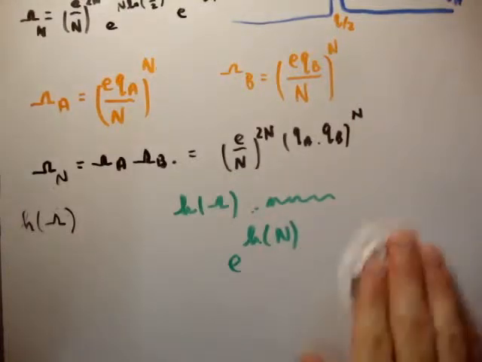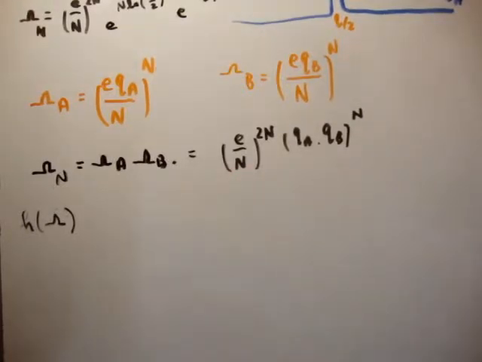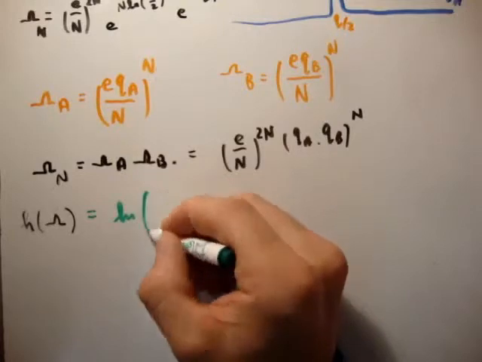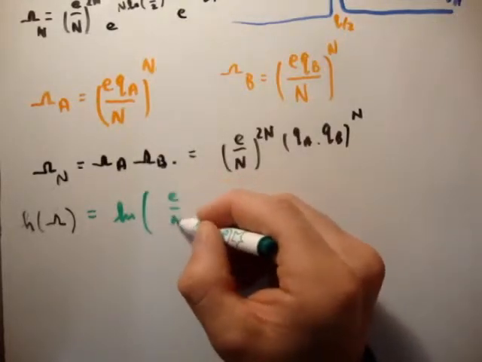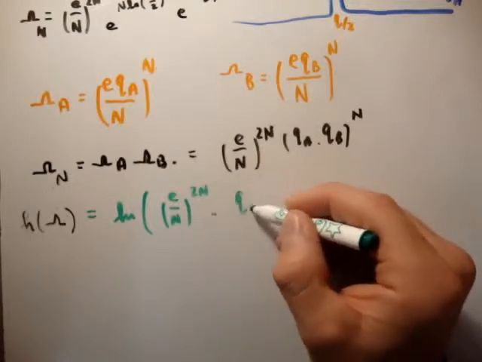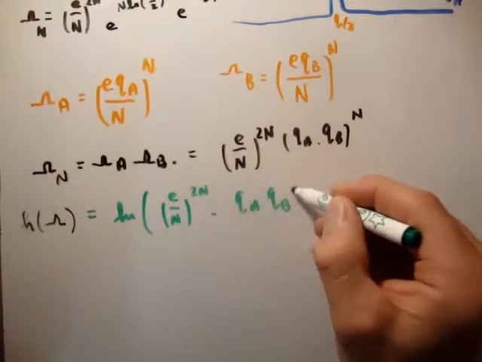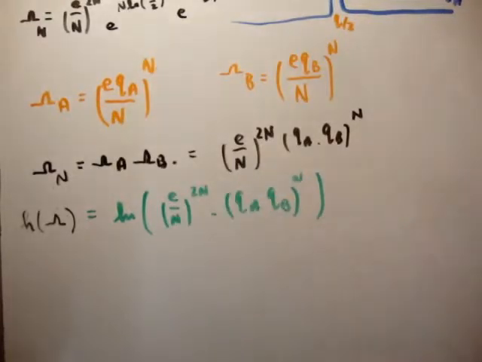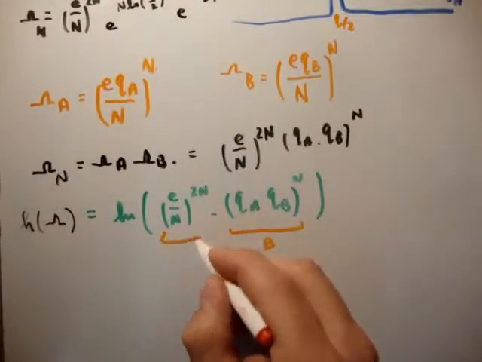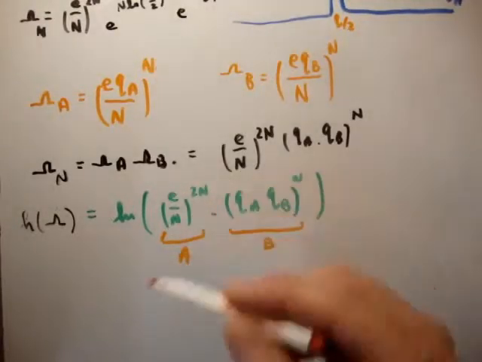So the fact that at some stage we're calculating the entropy is just incidental. So what we have here is the natural logarithm of (e over N) to the twice N multiplied by (Q sub A, Q sub B) to the N, close. Okay, now I said to you that I was going to manipulate one part of this logarithm and not the other. So let's call this part B, call this part A. I'm not going to touch this.